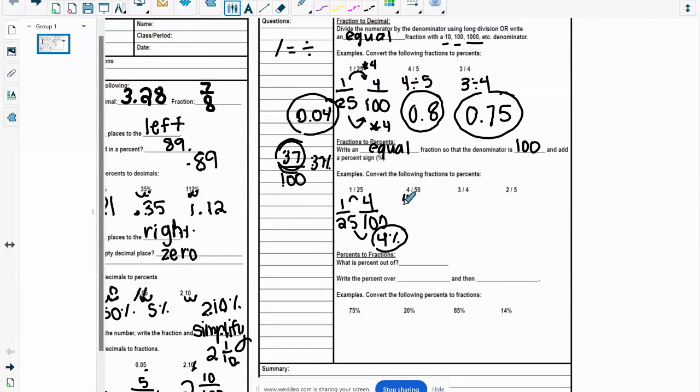4 over 50. I know 50 is easy to get to 100, which is why I think that this method is easy for this one. We do times 2. On the top, we do the same thing, times 2, and we get 8 over 100, which is equal to 8%.